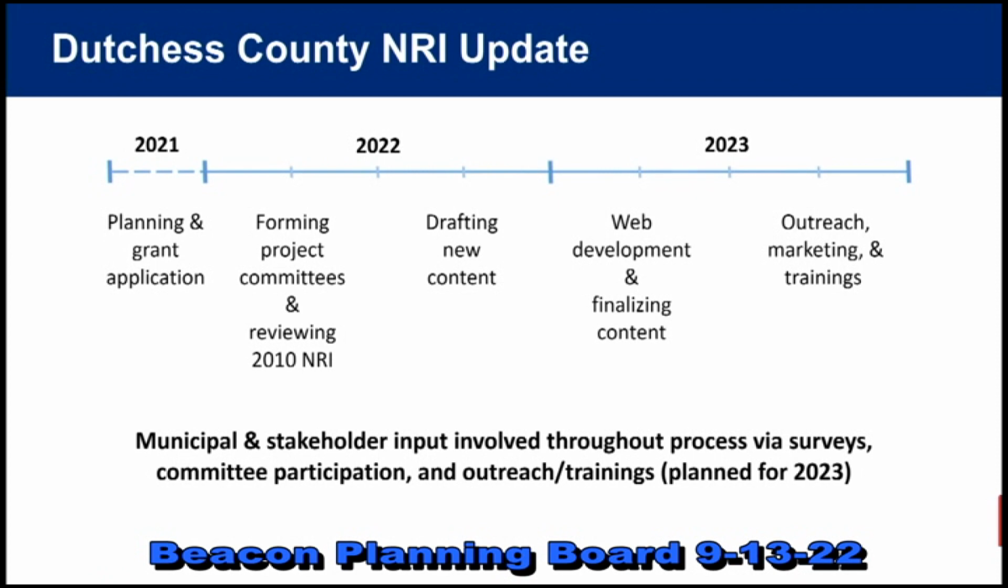We're in the first of 2 years in that process. We began the planning and grant application back in 2021. We received funding from the Hudson River Estuary Program to begin this process. And at the end here of 2022, we're currently drafting new content, some of the new chapters, and then next year we'll be really working with the county's Office of Computer Information Systems, their GIS department, on developing the web application for that. And we'll be doing a ton of outreach and trainings to municipalities on that. And we've also been having municipal and stakeholder input through surveys and committee participation.